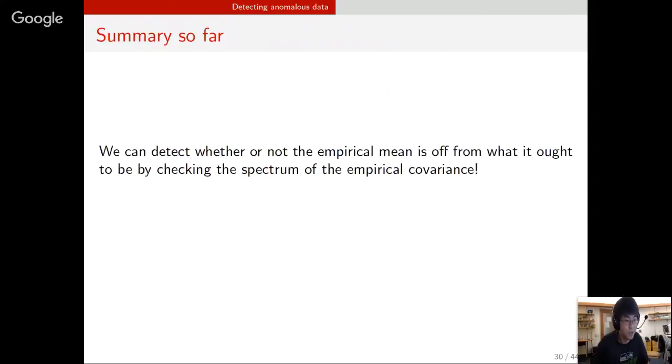What I just showed is that we can detect whether or not the empirical mean is off from what it ought to be just by checking the spectrum of the empirical covariance. Or another way to phrase it: if the empirical covariance is really close to identity in spectral norm, this gives a certificate that the empirical mean must be close to the true mean. So this gives us a nice stopping criterion, but it doesn't actually give us anything algorithmic yet. It's not clear immediately, at least to me, how to use this algorithmically. And indeed, this requires a couple of new ideas that I'm going to discuss now.